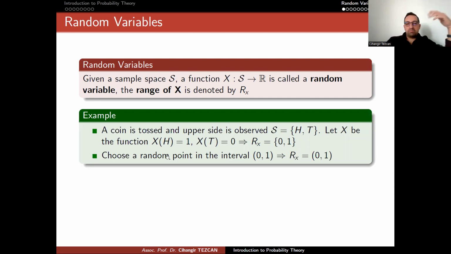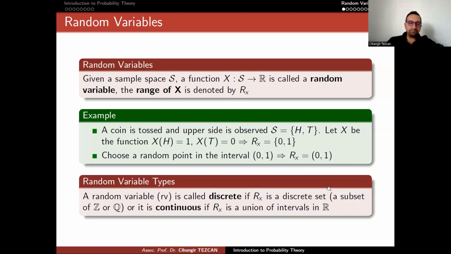Another example is that we just choose a random point. So let this be our function X. Randomly choosing a point in the interval between 0 and 1 is a random variable with the range 0 to 1. In this case, this is an interval, of course. The first is just two elements in a set, but this is an interval, so there are infinitely many elements here. For this reason, I will call this one discrete and this one continuous. So let me give the proper definition of random variable types.